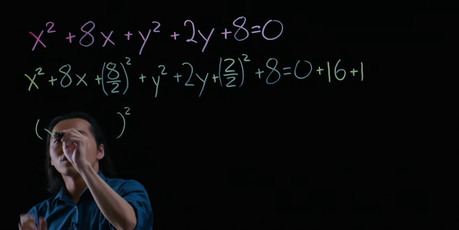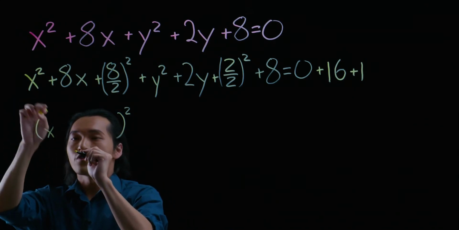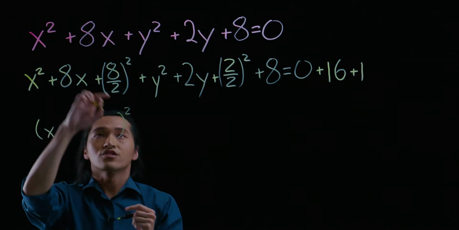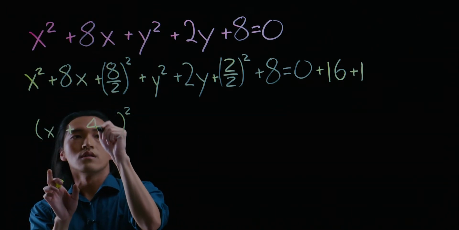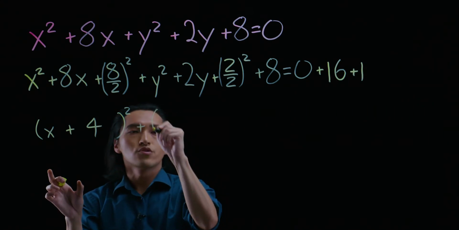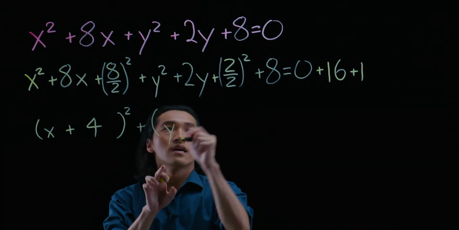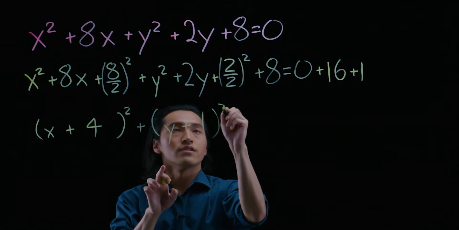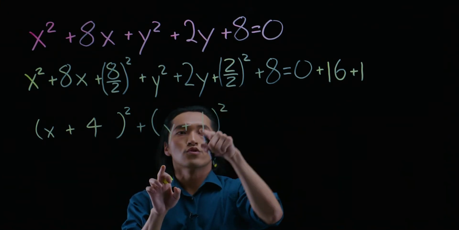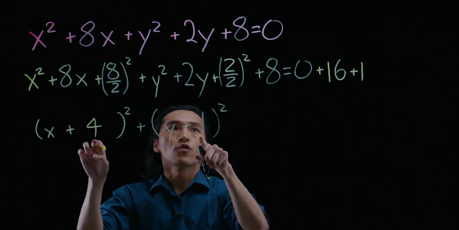So this is going to be x, because we just dropped this first term down, and then 8 divided by 2, which is 4. Meanwhile, for the y's, we do the same thing. Drop the y down. And now we just add 2 over 2, which is 1, squared. Right? 2 over 2 is 1. 8 over 2 is 4.